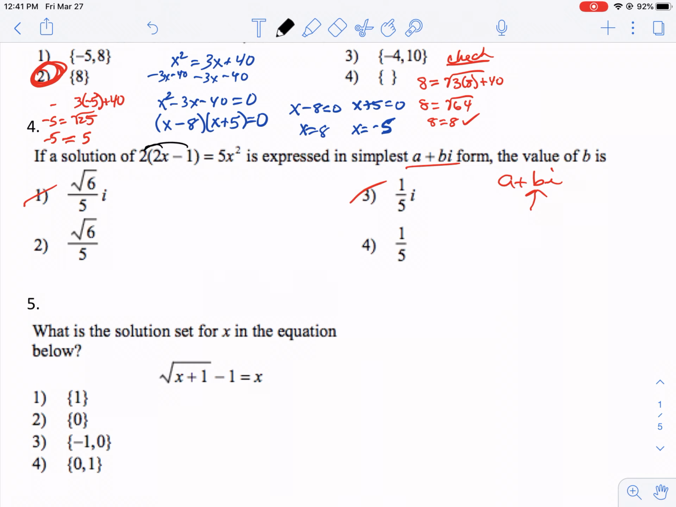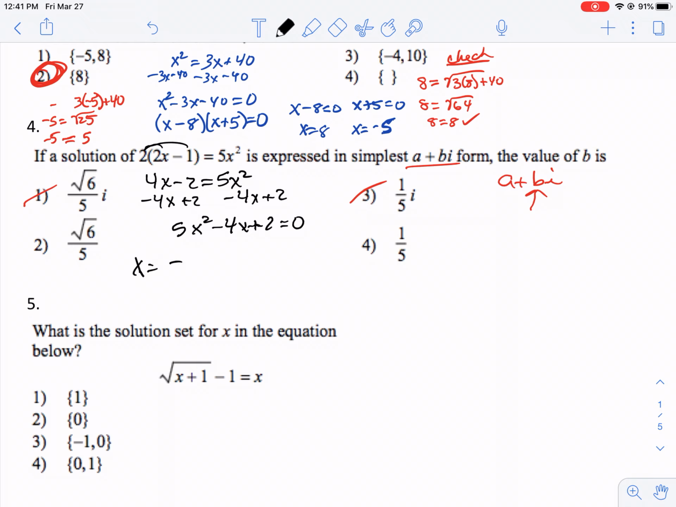So I'm going to go ahead and distribute this. That gives me 4x minus 2 equals 5x squared. And I'm going to set it equal to 0 and do quadratic. And I know I'm doing quadratic formula because if I got i's in the answer, factoring is not going to be easy or recommended.